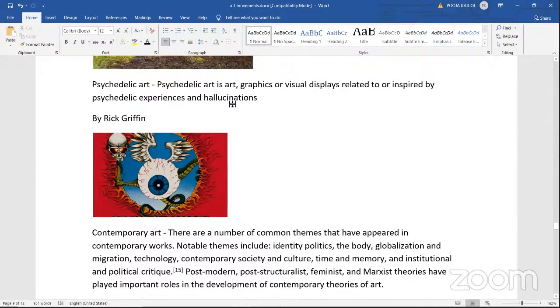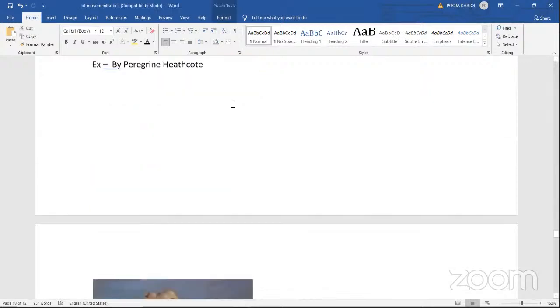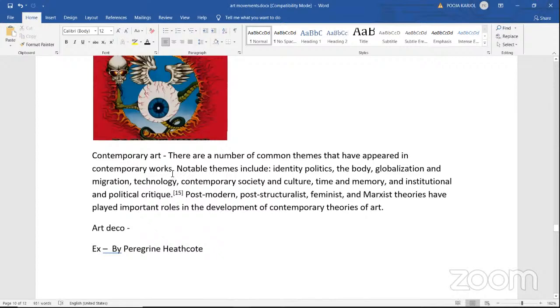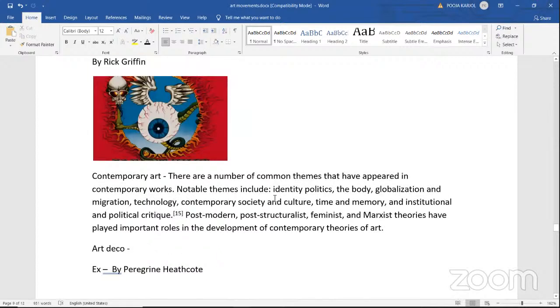Contemporary art. Contemporary art themes include identity politics, the body, globalization and migration, technology, contemporary society and culture, time and memory. Anything which represents the present time. It's a very vague one.